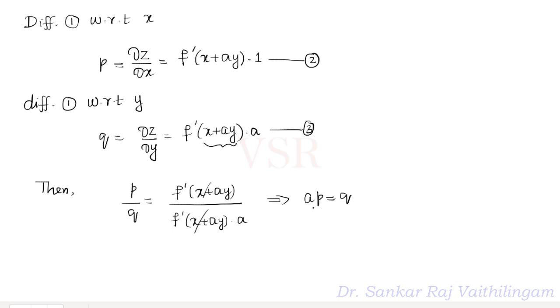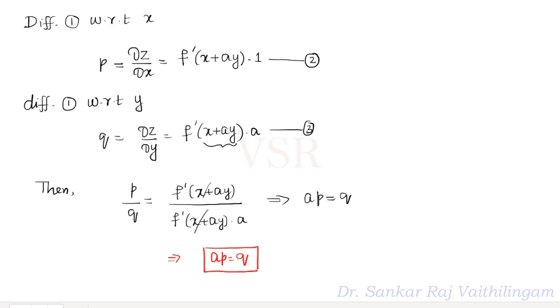In eliminating the arbitrary constants a constant must not appear, but here it can appear. So my answer is ap is equal to q. So this is my answer, and this is my first problem.